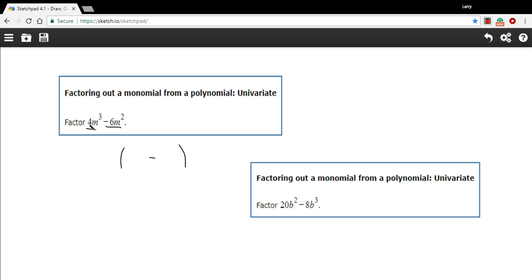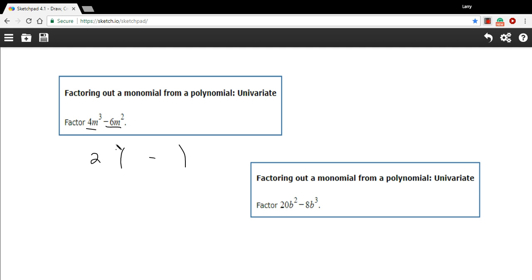Let's take the number. What can we factor out of both 4 and 6? What's the greatest common factor there? Well, 2, I think. Both of those are divisible by 2. There's nothing else that they have in common that could be factored out. So let's factor out a 2. I'll put that out here.